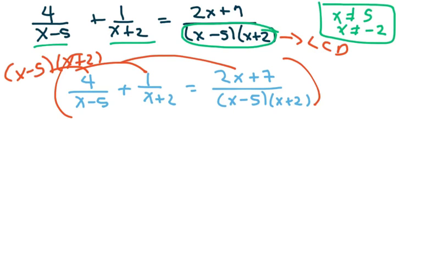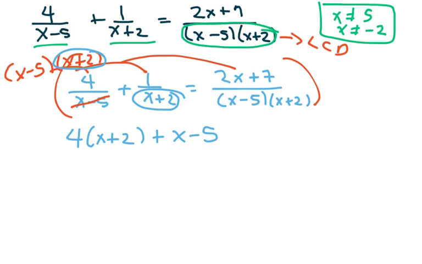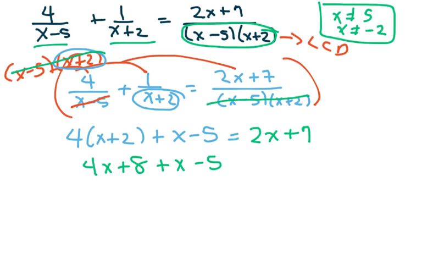And what happens is the x minus 5's cancel, but I still have to multiply it by x plus 2. So you have 4 times x plus 2. What's missing here is your x minus 5, so that's just plus x minus 5. And in this last case, this whole thing cancels. So you get 2x plus 7. We simplify, we get 4x plus 8 plus x minus 5 equals 2x plus 7.